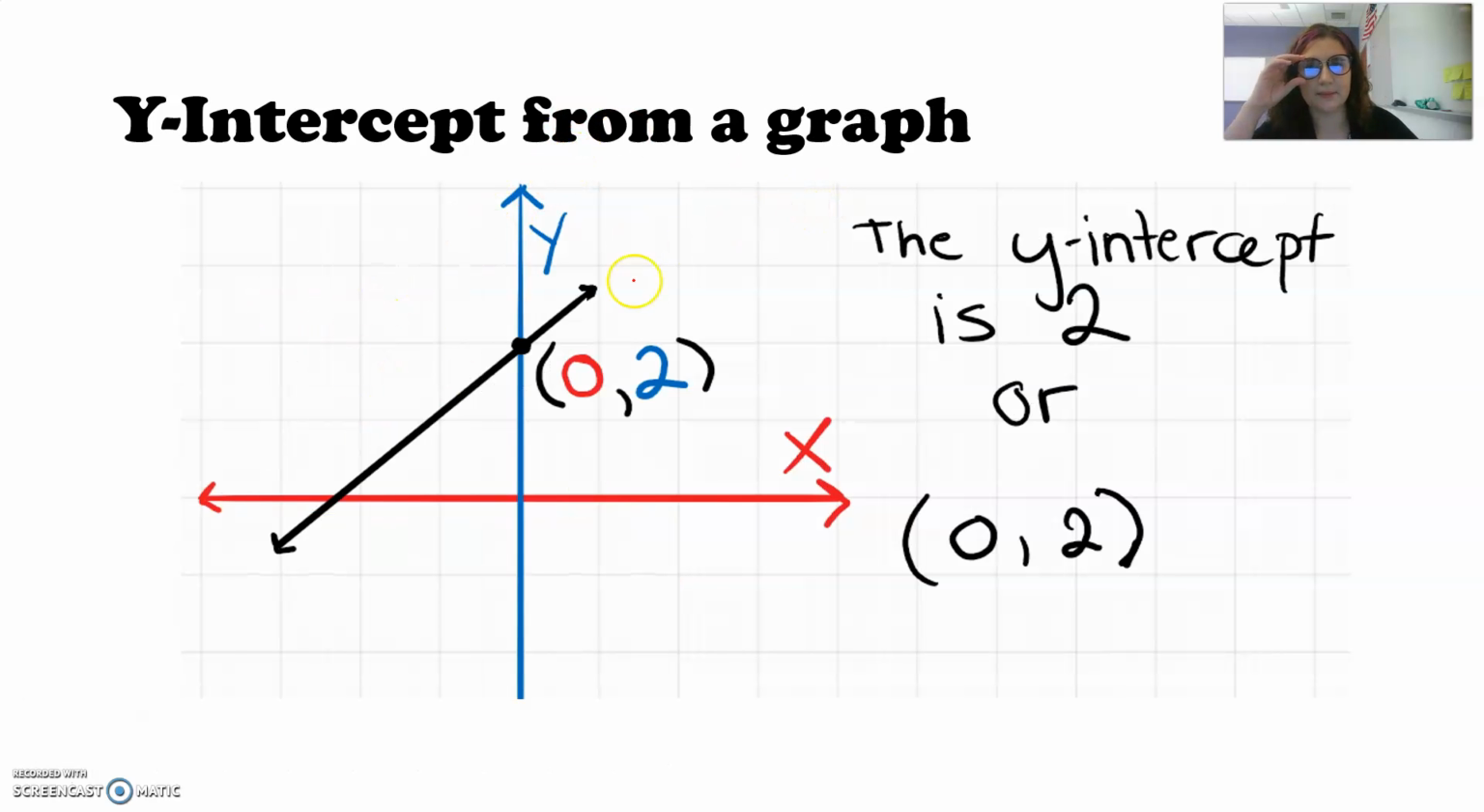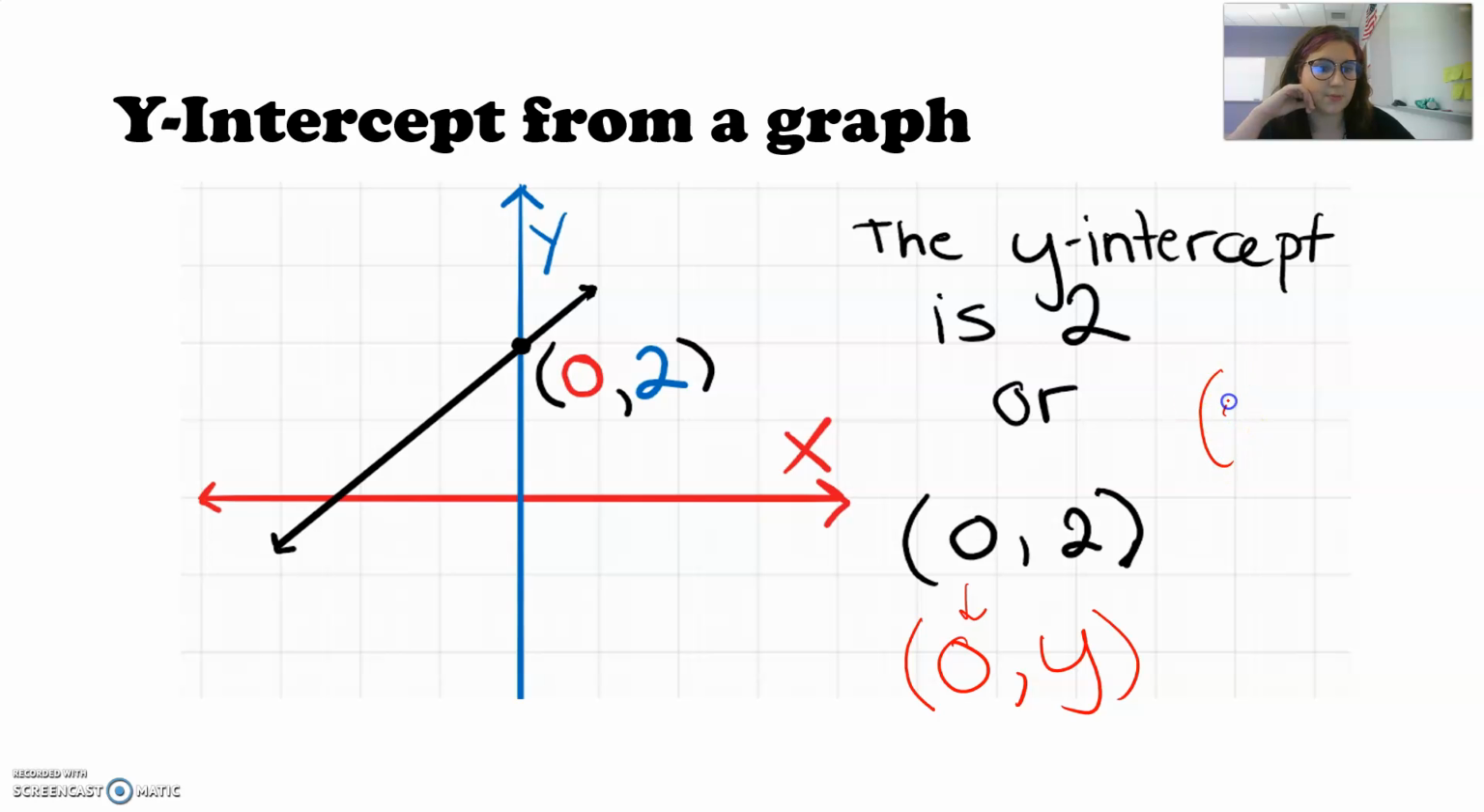So here's a little example. I have the point 0, 2. So I didn't have to go left and right. I only went up and down the y-axis, and I went up to 2. So this is the y-intercept. This is where the graph crosses the y-axis. So I can just say that the y-intercept is 2, or I can write it as an ordered pair, 0, 2. So the y-intercept will always have a 0 as the x coordinate.